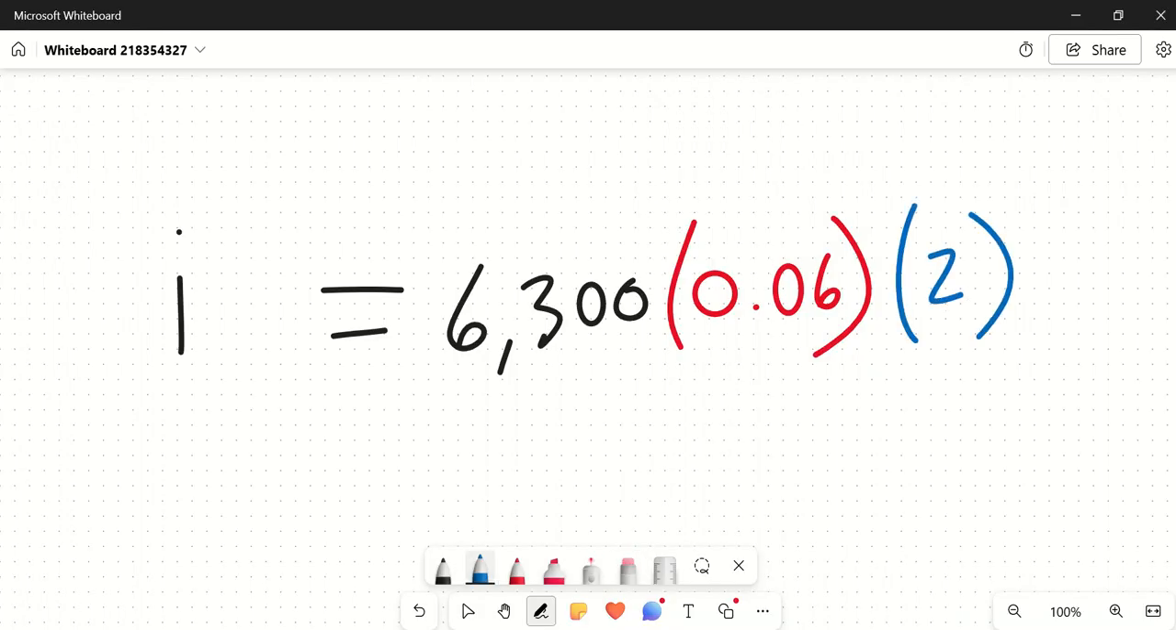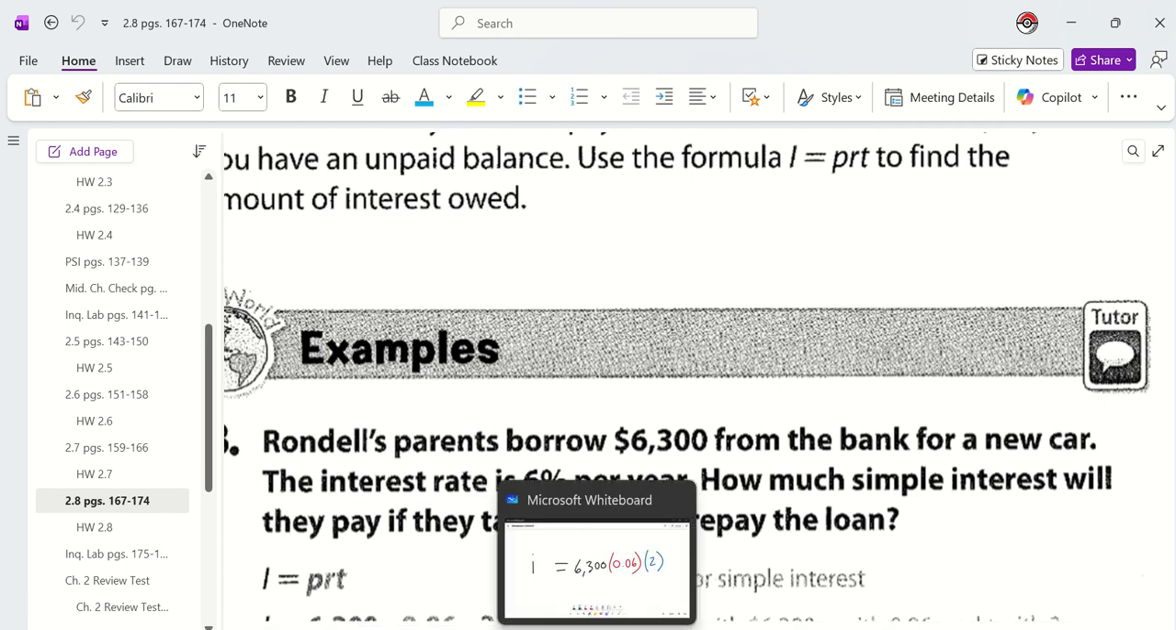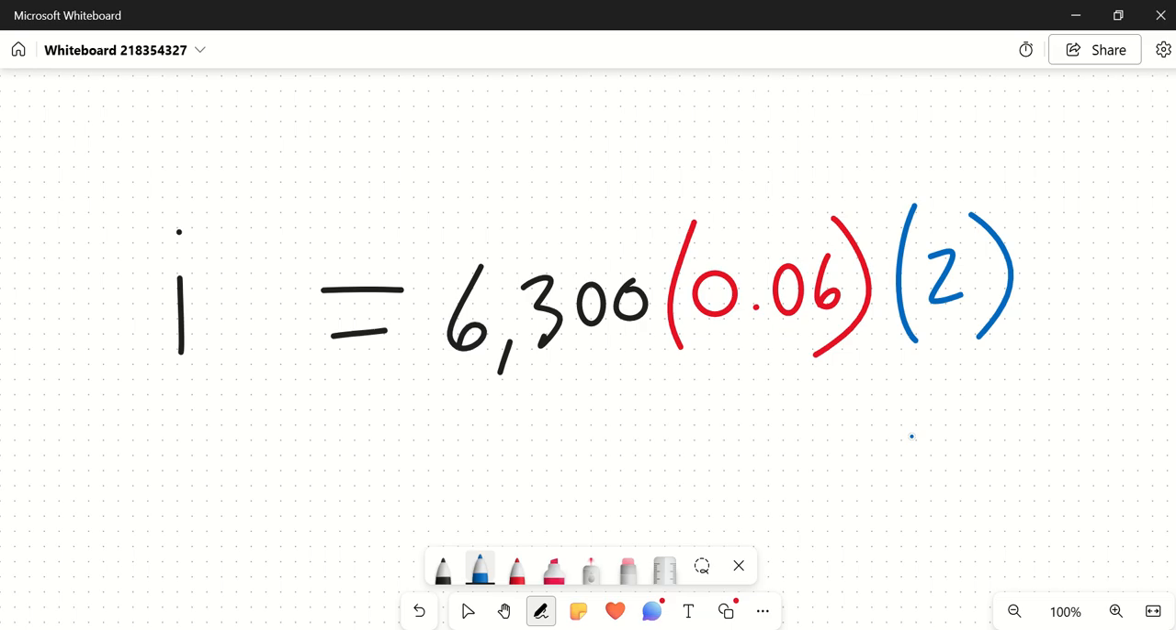Just putting 2. Okay, one person from each group, come grab one of these calculators, please. And with your group, figure out how much money they're going to be paying extra for borrowing this car loan. That's what the question's asking: how much extra are they paying? Be aware that they're still paying back the $6,300 that they borrowed, but on top of that they're paying the interest. The question, however, just wants to know what the interest is. So with your group, solve it.